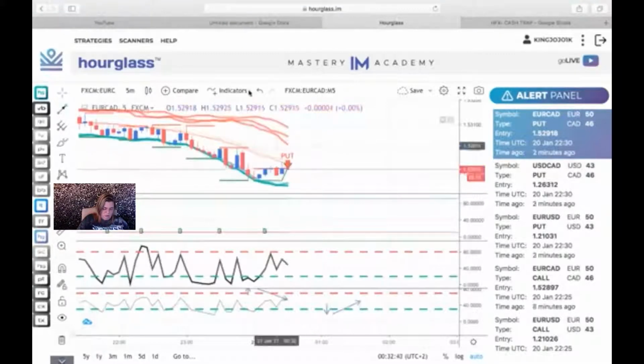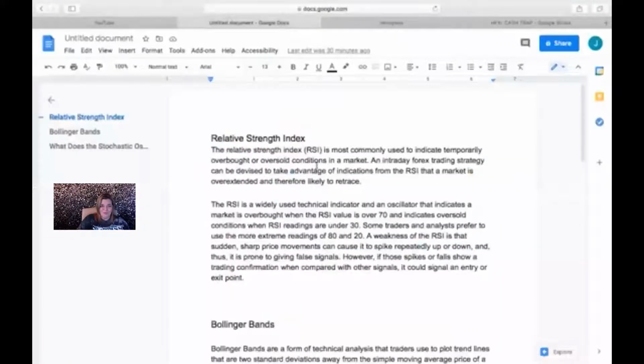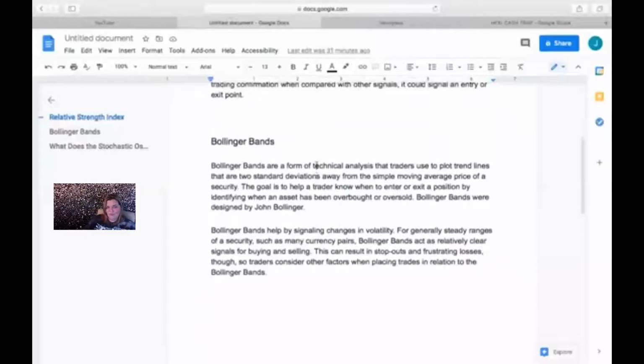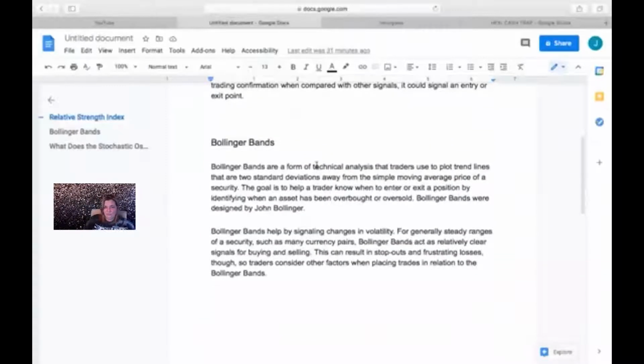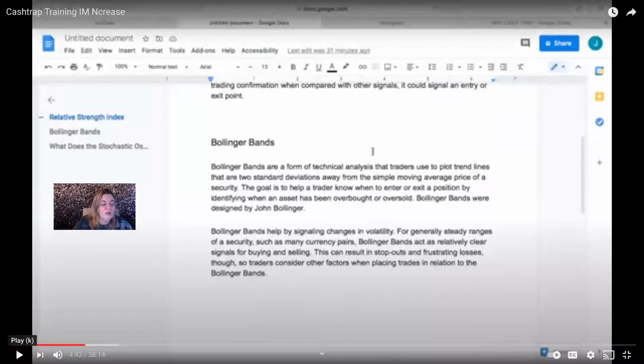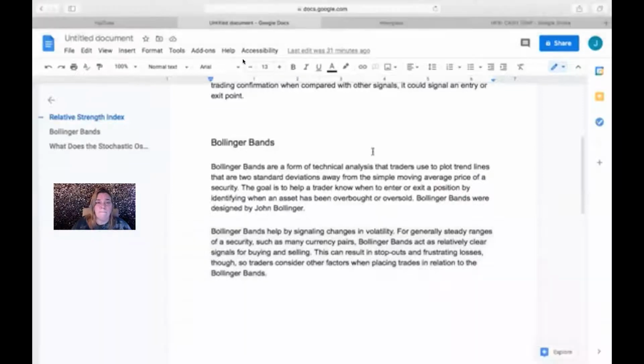Now, let's go read everything else. Now we got the Bollinger Bands. Okay. Bollinger Bands are a form of technical analysis. Don't ever come to training without your notebook, so you guys should be writing all of this down and taking really good notes.